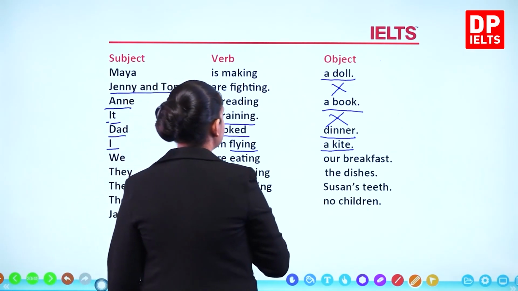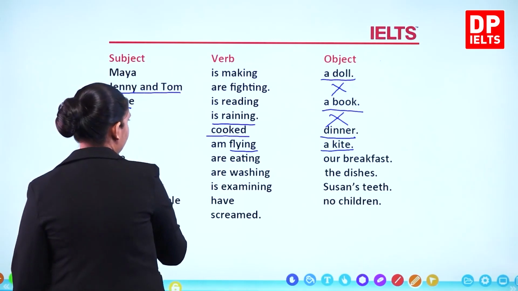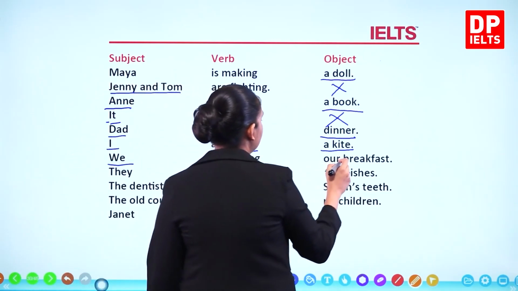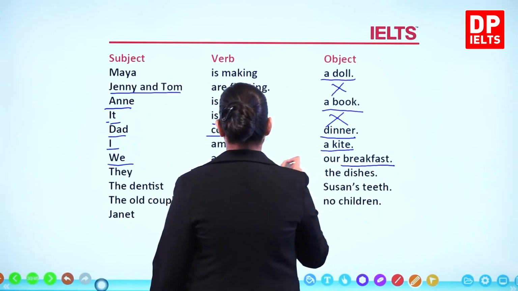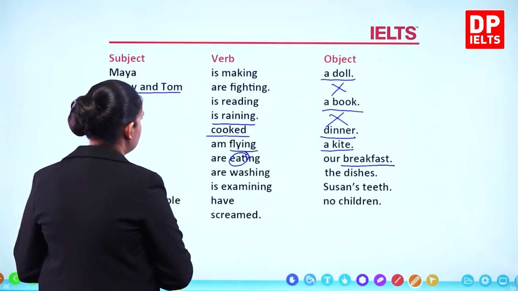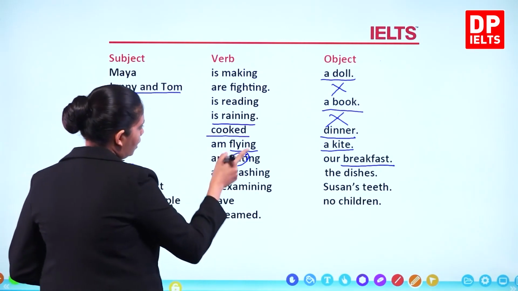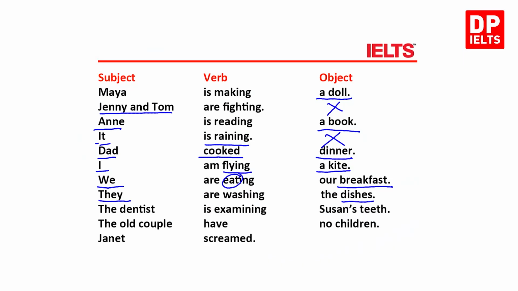We are eating our breakfast. Who is eating breakfast? We. What are we eating? Breakfast. And eating is the verb. They are washing dishes. Who are washing dishes? They. What are they washing? Dishes. What is their activity? Washing.